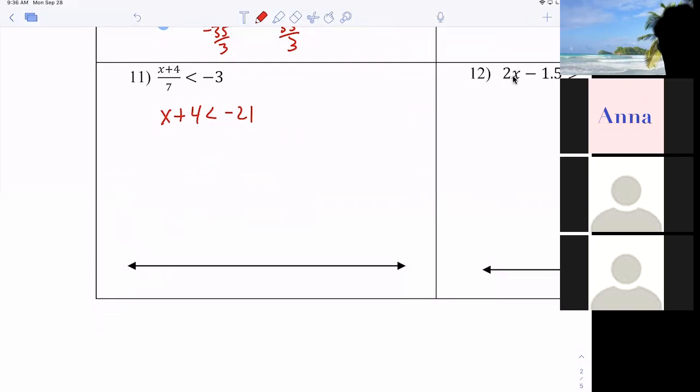Why would you not change? Did I multiply or divide by a negative? No. You use multiply. What did I multiply by, Austin? By positive 7. Did I multiply by a negative? No, I don't change the sign.